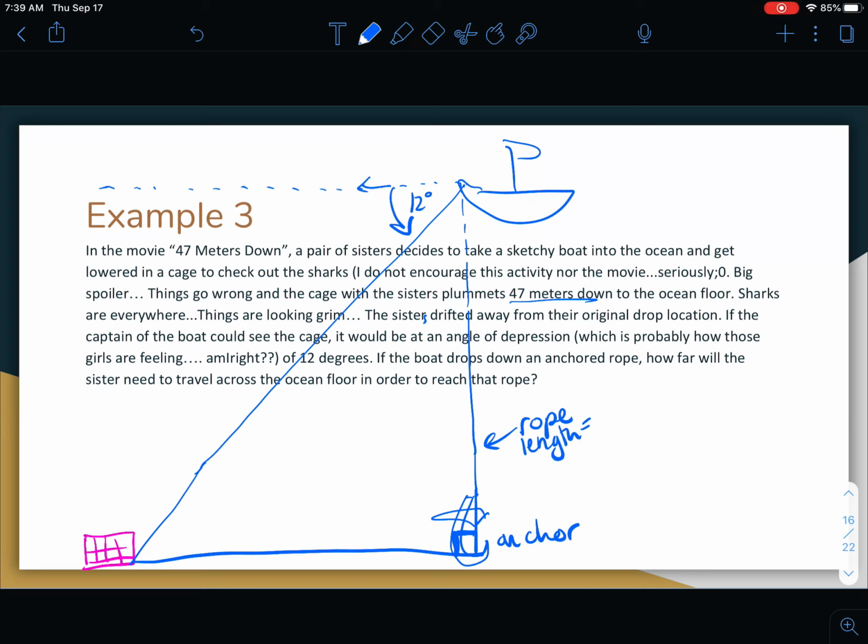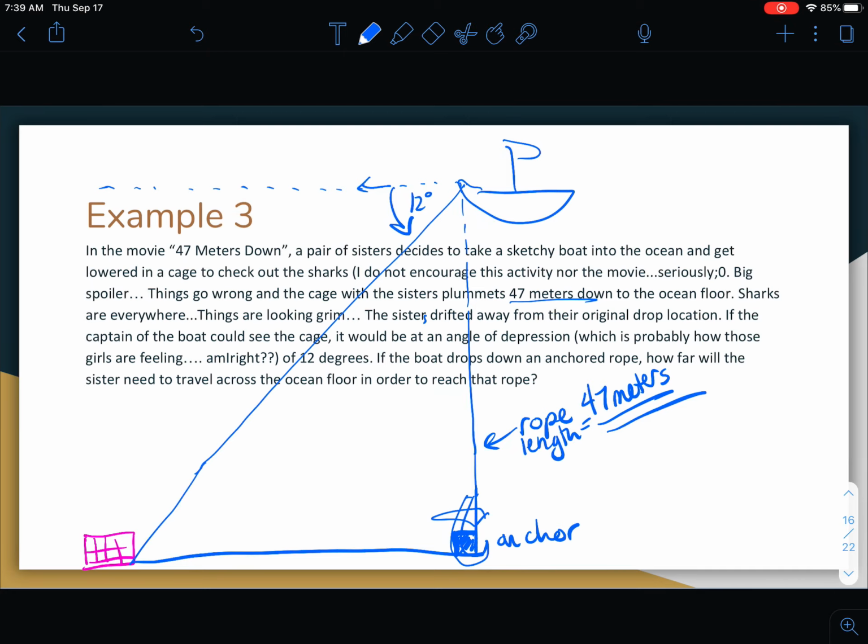So the rope length equals, let's see. If the boat drops down, how far? So we don't know the rope length. This will be fun. Maybe we have to make some. Oh, we do, because it's 47 meters. Oh my gosh. Okay. Because obviously the rope should hit the bottom. Otherwise, these girls are in trouble, which, again, spoiler, they're already in big trouble.